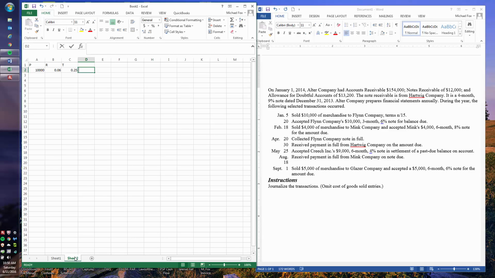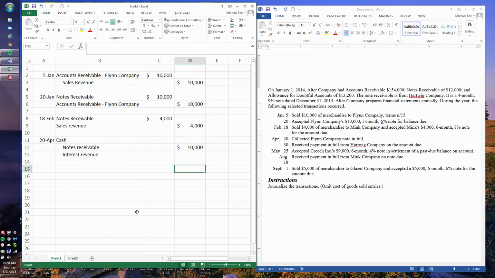So the amount of interest that's going to be owed to us is the principal times the rate times the time, or $150. So our interest revenue is going to be $150. So the amount of cash we collected then is equal to the notes receivable plus the interest revenue, or $10,150. Whoops, 150.